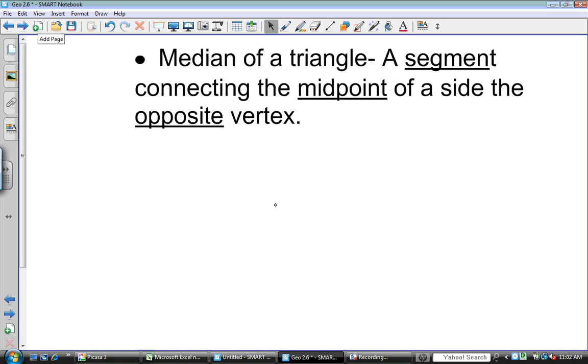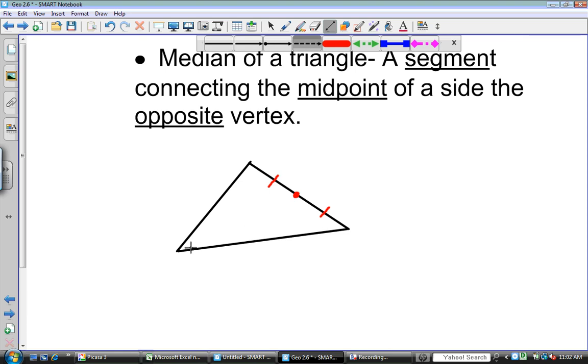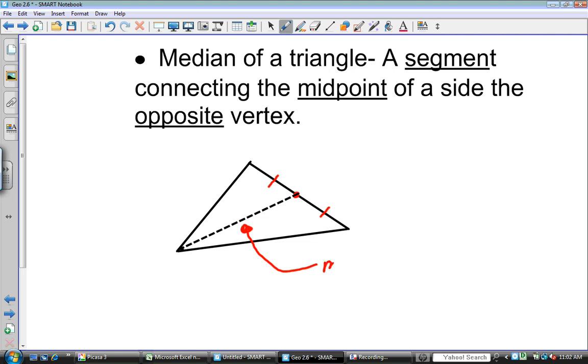The median of a triangle is a segment connecting the midpoint of a side to the opposite vertex. It might be a little confusing without a picture. So if I want to find the midpoint, let's call this the midpoint. So these two sides are congruent. Now, the median is the segment connecting the midpoint with the opposite vertex. So this line right here, this line is called a median of a triangle.